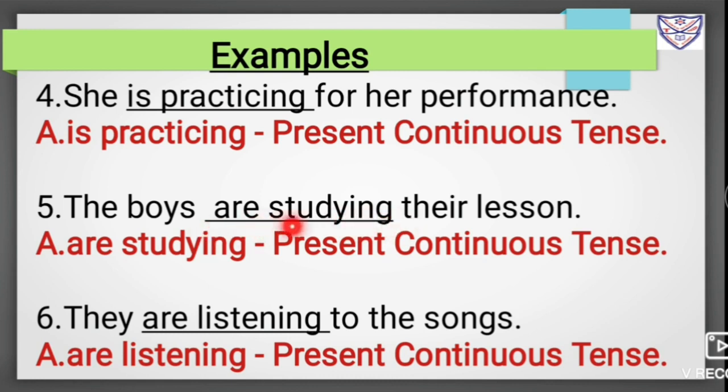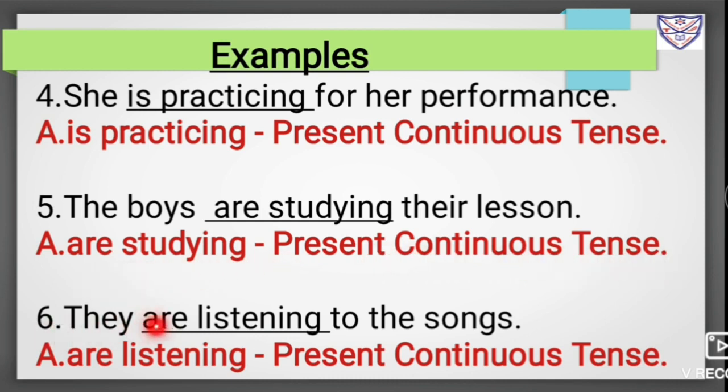So we can say "are studying" is in present continuous tense. Why? Because this verb "are studying" shows an action that is ongoing or going on or continuous at the present time. Therefore "are studying" is said to be in the present continuous tense.